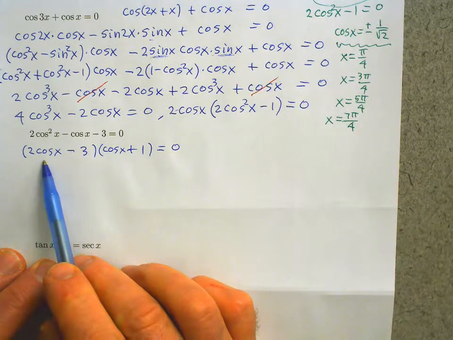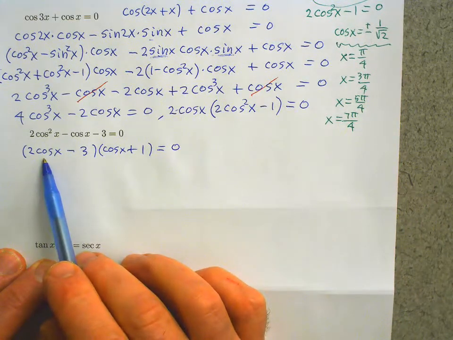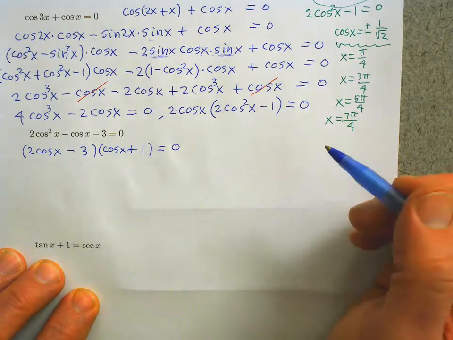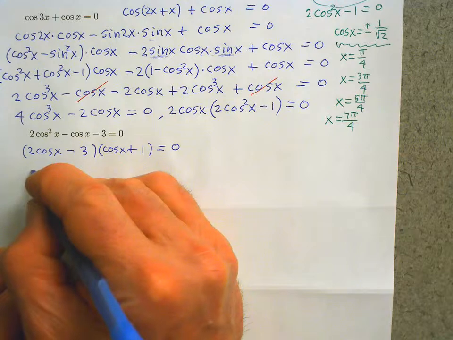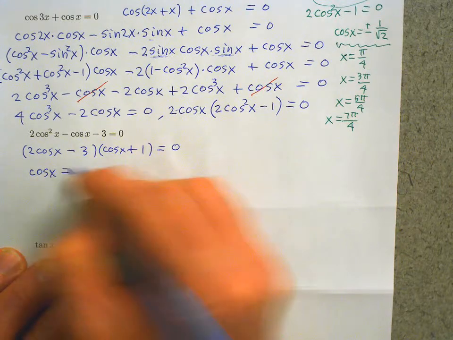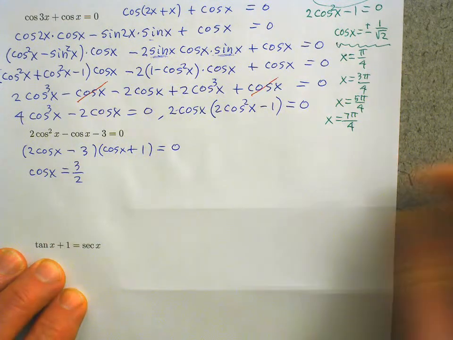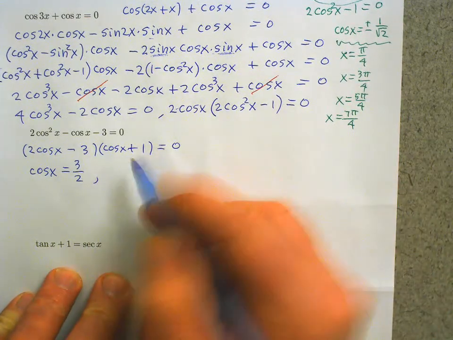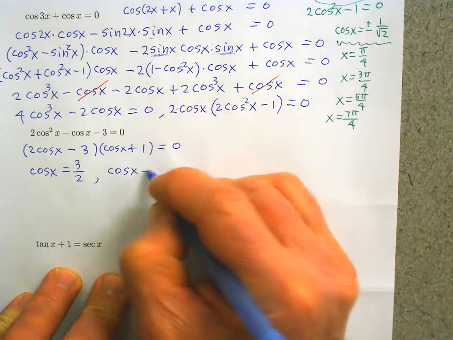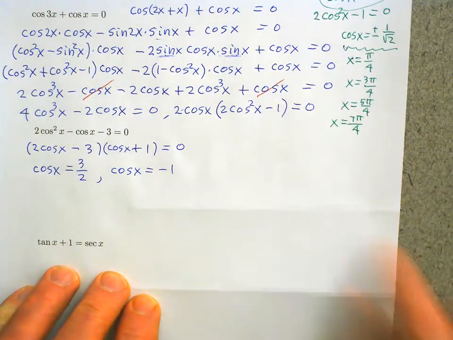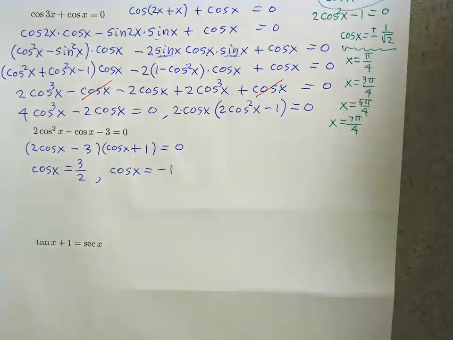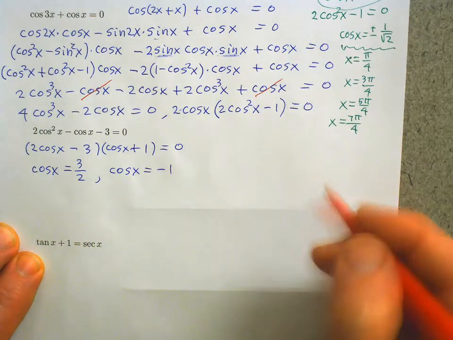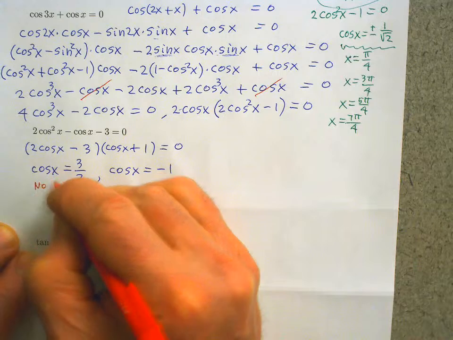Okay, so set each factor equal to 0. If 2 times cosine of x minus 3 is 0, we add 3 and divide by 2. We get cosine of x equals 3/2. And the other one, cosine of x equals -1. Well, cosine of x equals 3/2 can never happen. This has no solution.